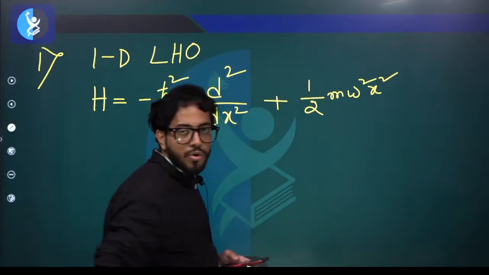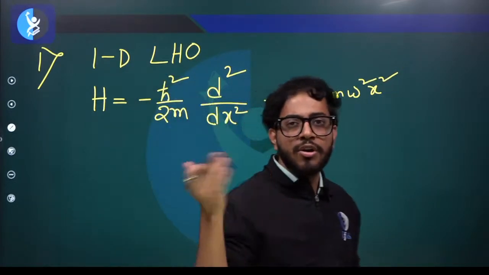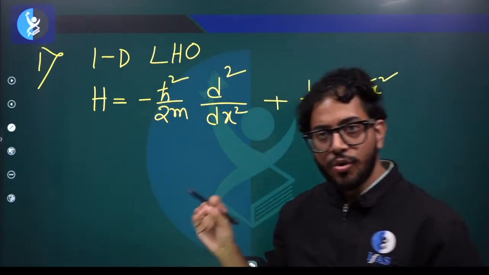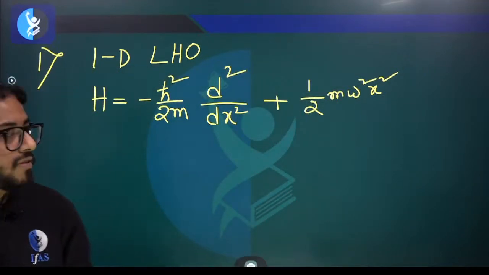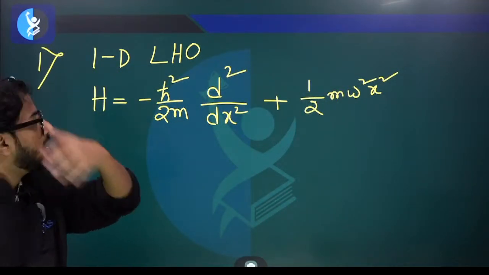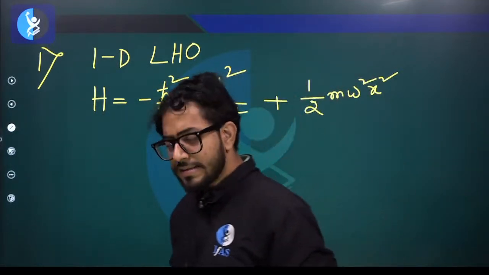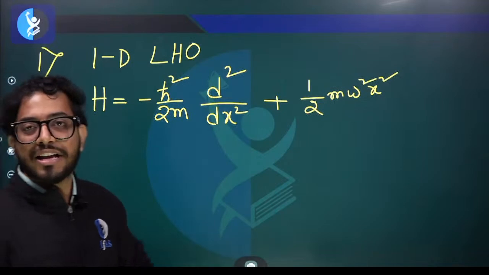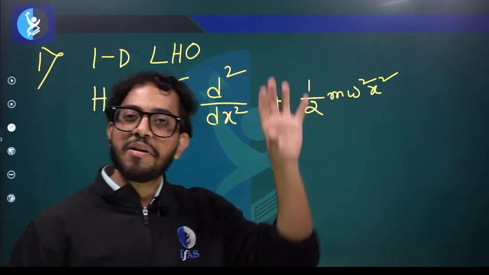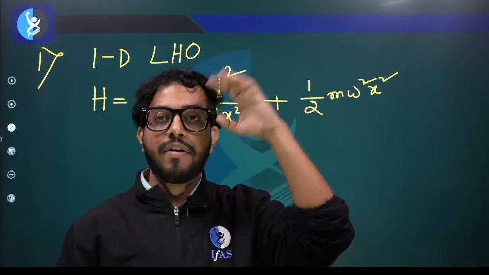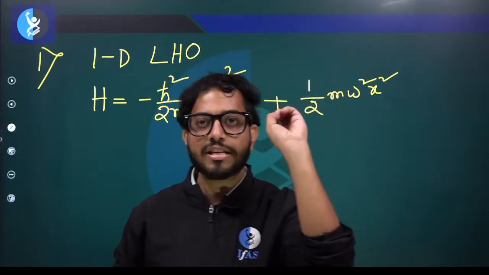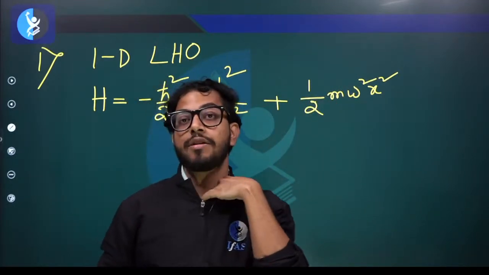V of x is of course half m omega square x square. Now what is my motto? I don't want to solve the Schrodinger equation. I just want to know what is the ground state energy of this system by variational principle. And mostly in the CSIR NET examination, you don't have to guess 2000, 3000 wave functions. They will provide you the wave function. You just have to find out the expectation value of H, and then you have to minimize it.